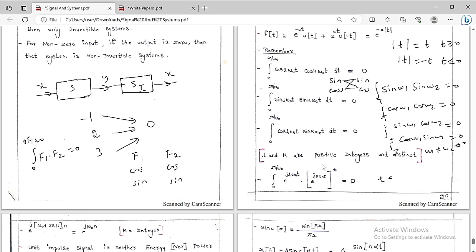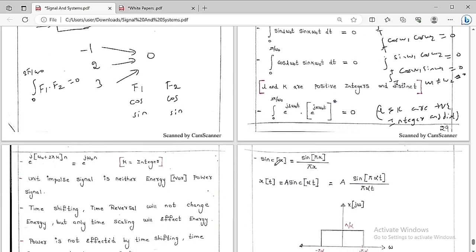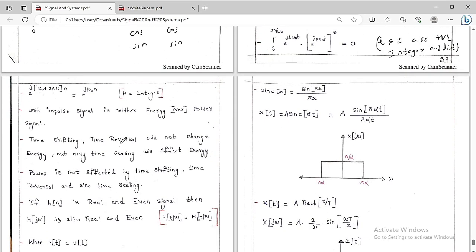So l and k are positive integers and distinct. This is a thing that you always have to keep in your mind. So the integration over one time period, 0 to 2 pi by omega naught, of e to the power of j l omega naught t into e to the power of j k omega naught t whole conjugate, its value is always equal to 0.